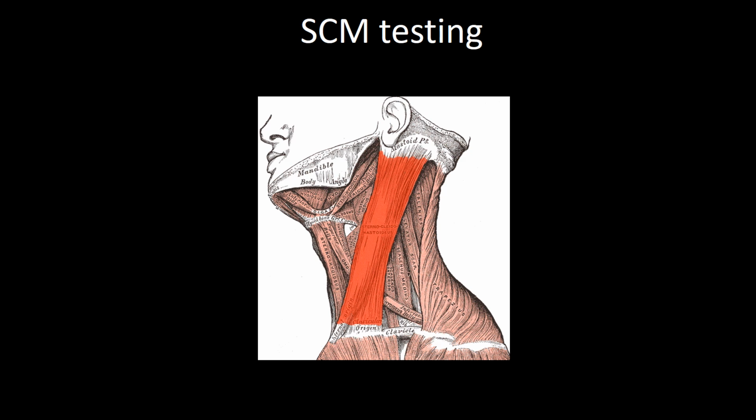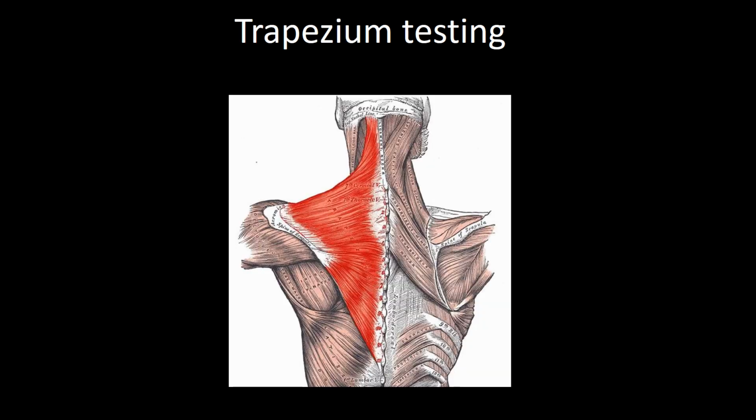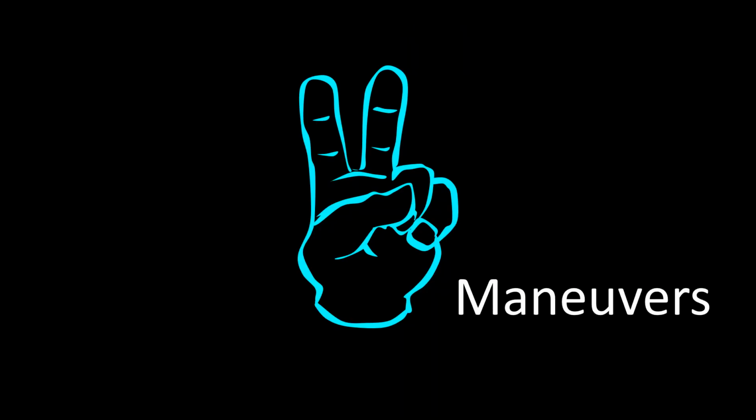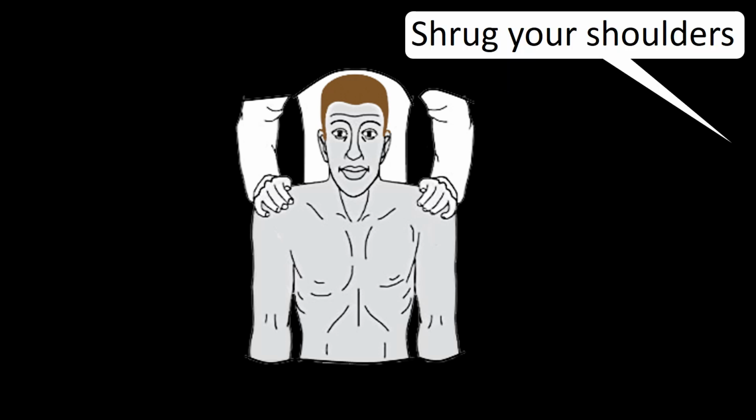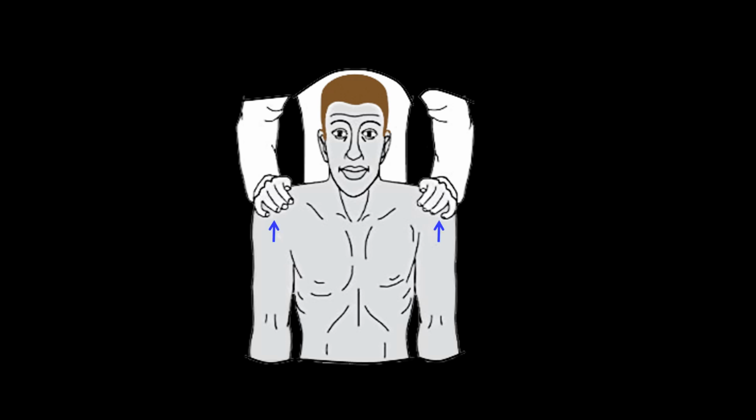After testing the SCM, we go to the trapezius. Trapezius testing uses 2 maneuvers. The first and the classical maneuver is very simple. You stand behind the patient and ask the patient to shrug their shoulders. As the patient does so, you apply pressure down to see the force. This maneuver checks the trapezius as the patient tries to push his shoulders up.